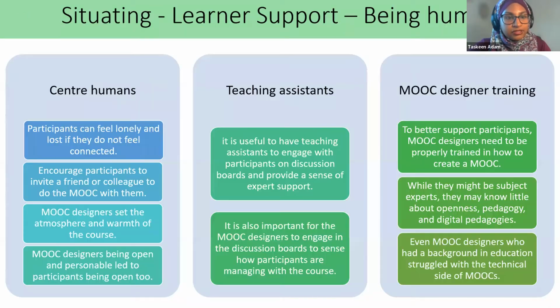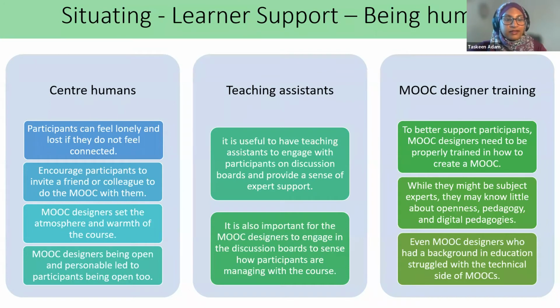Yeah, so let me just jump on. So situating the learner in terms of being human. The first thing you want to do is center humans in a course. When participants join MOOCs, they can often feel lonely in this space. So one of the lessons here was encouraging participants to invite a friend or colleague to do the course with them. So that means that they have someone from their real life that is doing this course with them. It's not a bunch of strangers that they're joining globally.